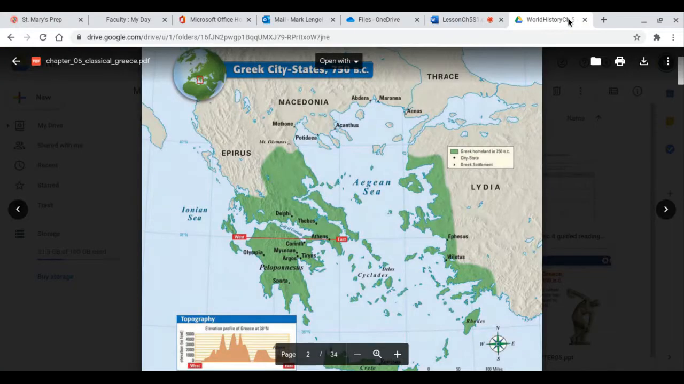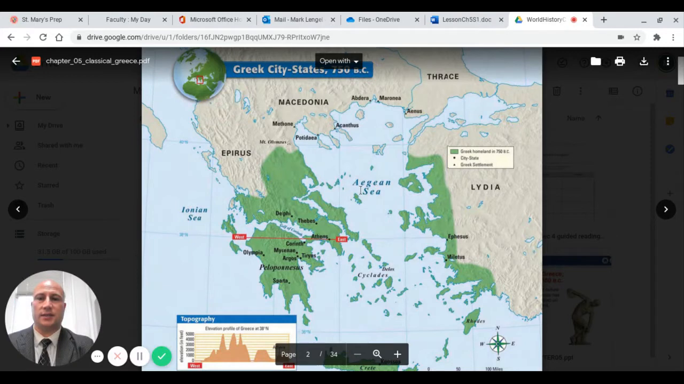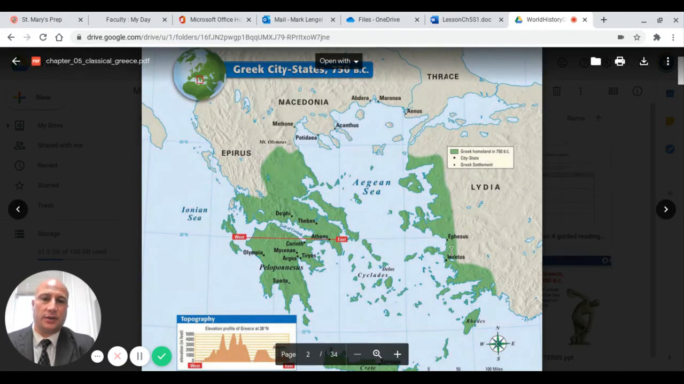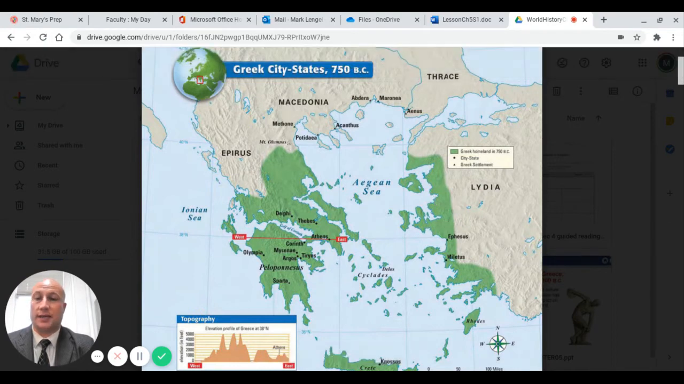I'll show you on the map here. You can see that here's the Aegean Sea. Here's mainland Greece. Here's the most famous city-state of Athens, and here's the other famous city-state of Sparta. This peninsula here is called the Peloponnesus. There was a war between Athens and Sparta called the Peloponnesian War, which is named after that. But then also here in modern-day Turkey, this is also a spot where Greece controlled some lands.